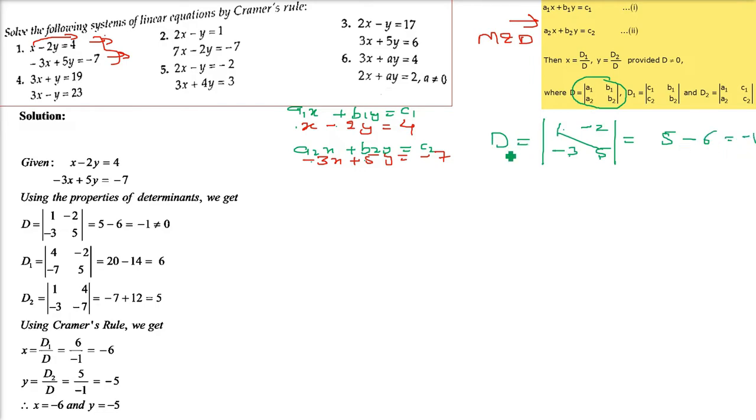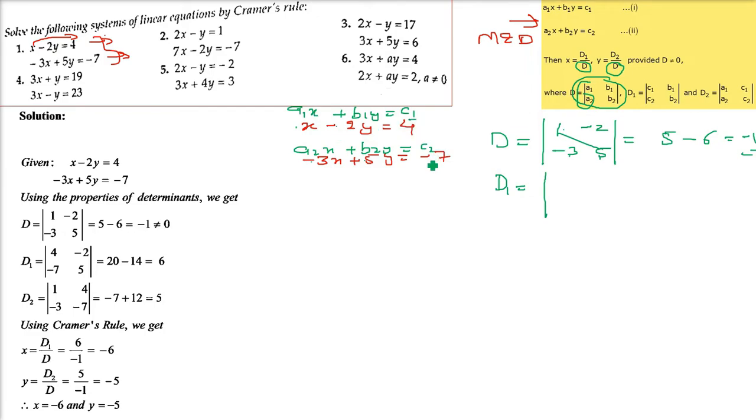Please compare this minus 1 with 0. It should not be 0, otherwise certain conditions will come, which we are going to discuss in later questions. It should not be 0 as of now. D1 can be computed by replacing the first column with what is on the right-hand side, C1, C2. We are talking about D1, that is, we are talking about x.